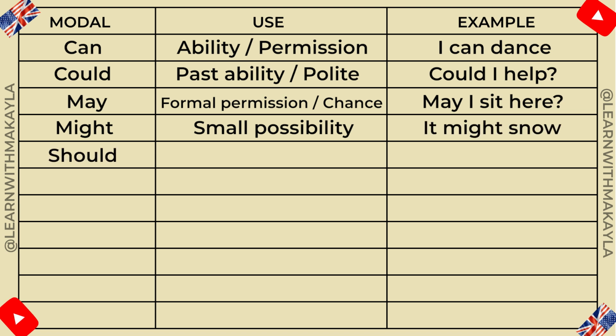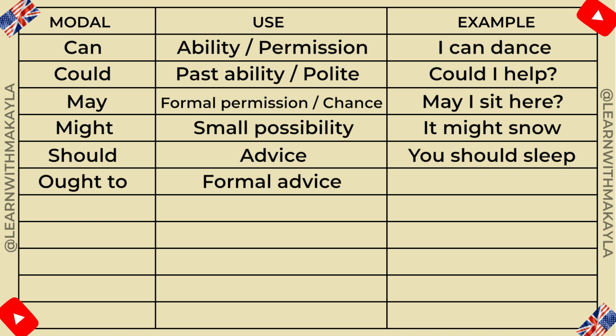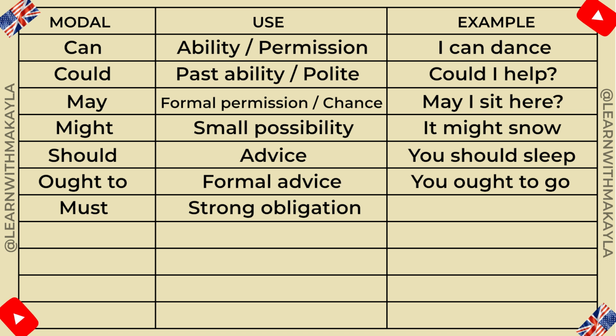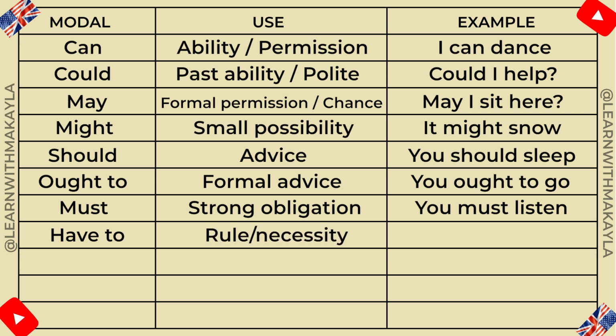Should is used for giving advice. For example, you should sleep. Ought to. This is used for advice as well, but formally. For example, you ought to go. Must is used for giving strong obligation. For example, you must listen. Have to. This is used when we're talking about rule or necessity. For example, I have to work.